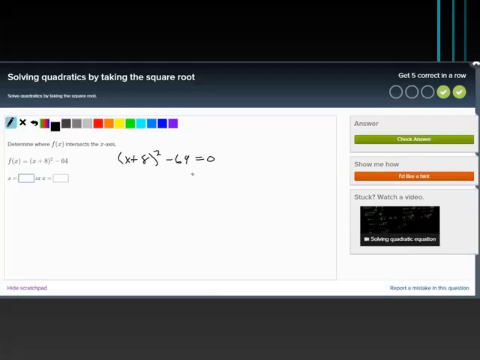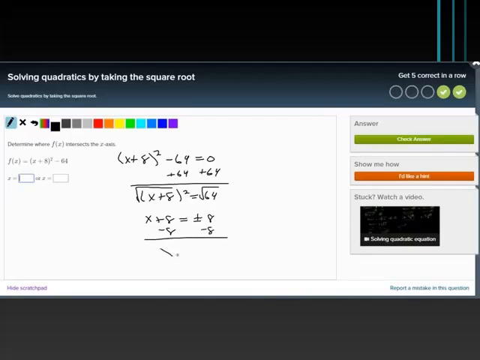And now look, it's the same problem as we've done in the past couple in this topic. So add 64. So I get x plus 8 squared equals 64. And now I can take the square root of both sides. So I get x plus 8 equals plus or minus 8. Subtract the 8 from both sides. X equals negative 8 plus or minus 8. Do the two pieces. So negative 8 plus 8 is 0, and negative 8 minus 8 is negative 16.